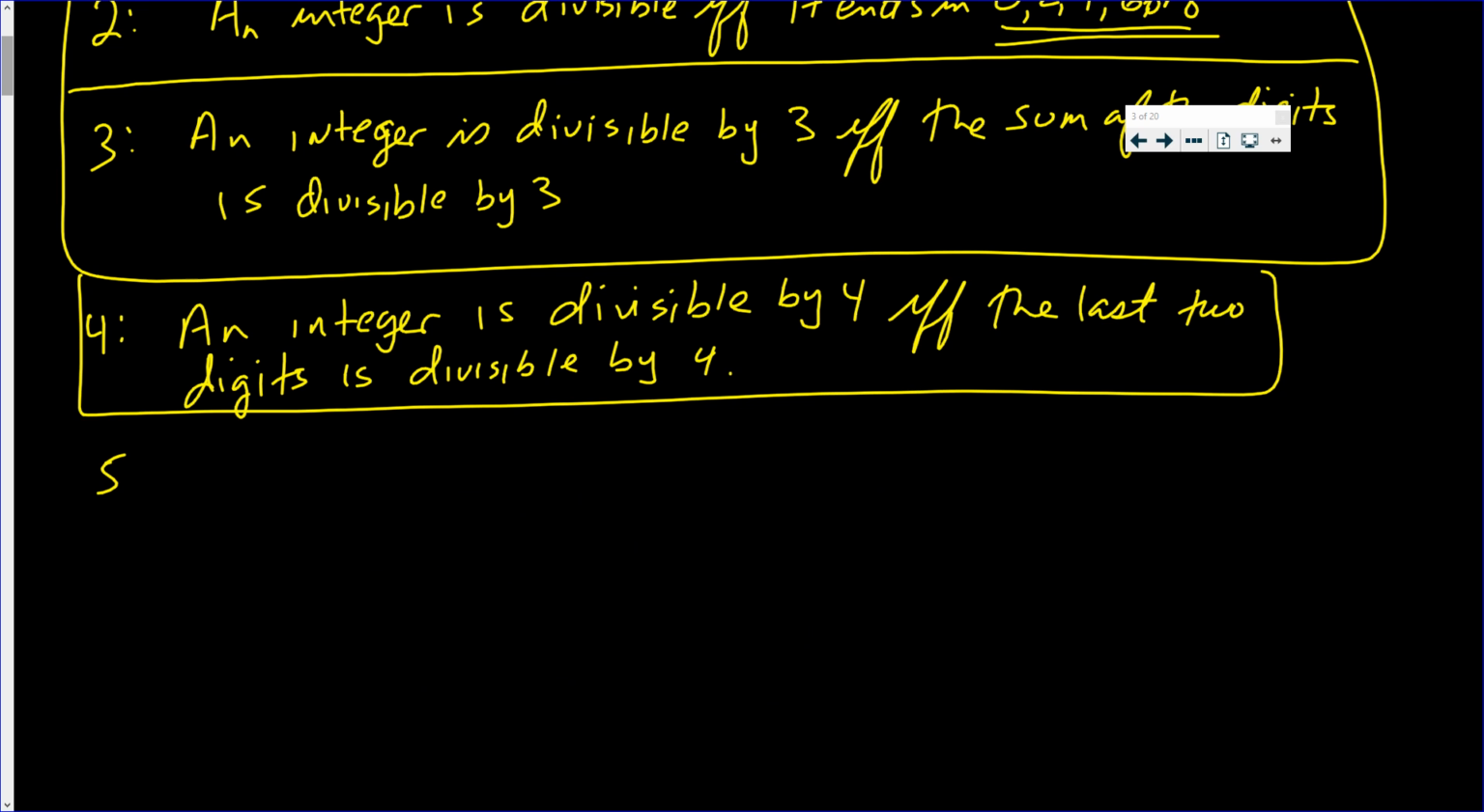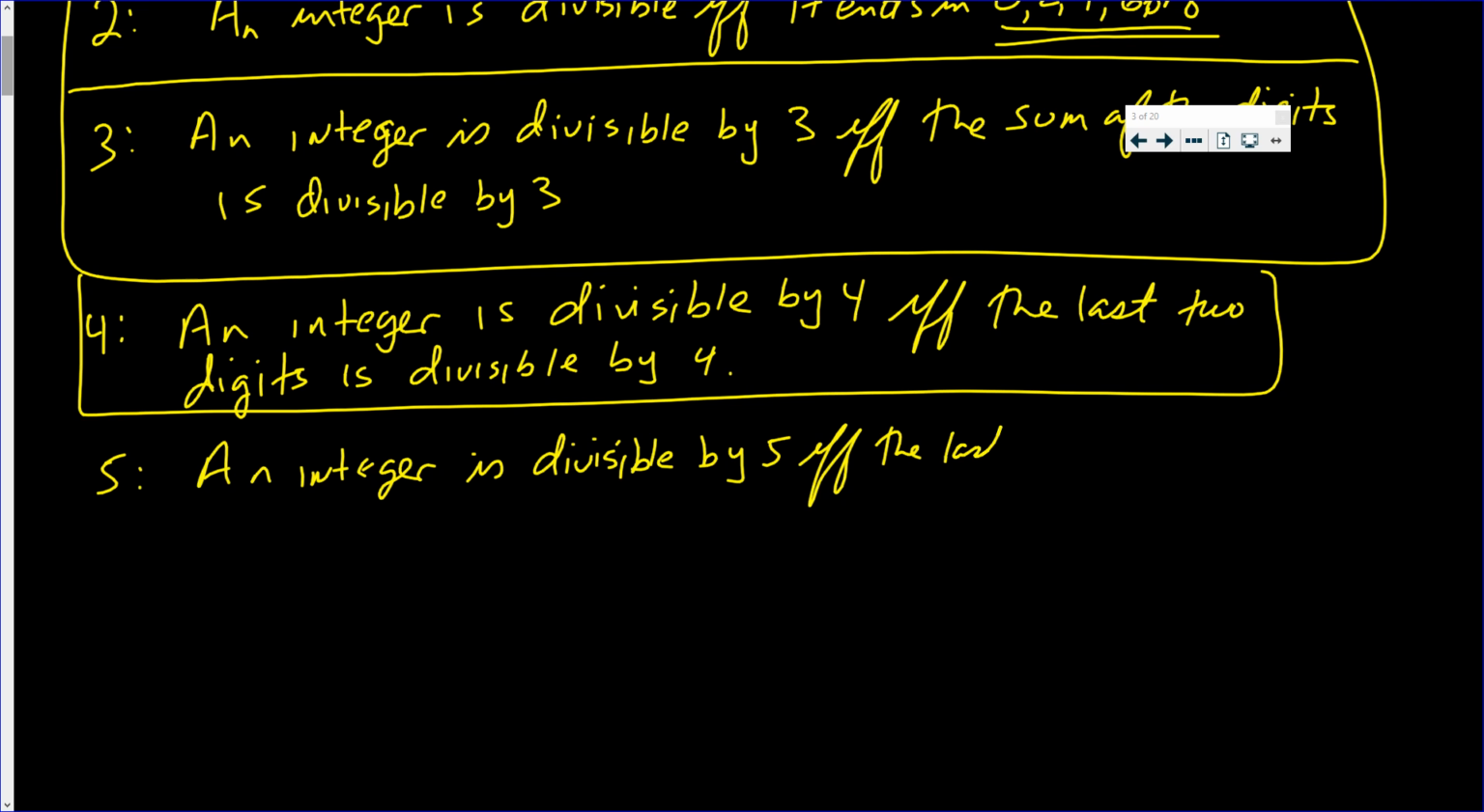5. An integer is divisible by 5 if and only if the last digit is 5 or 0.